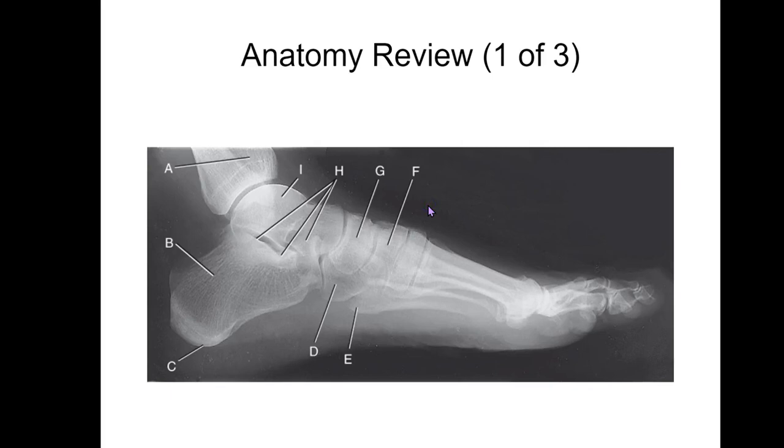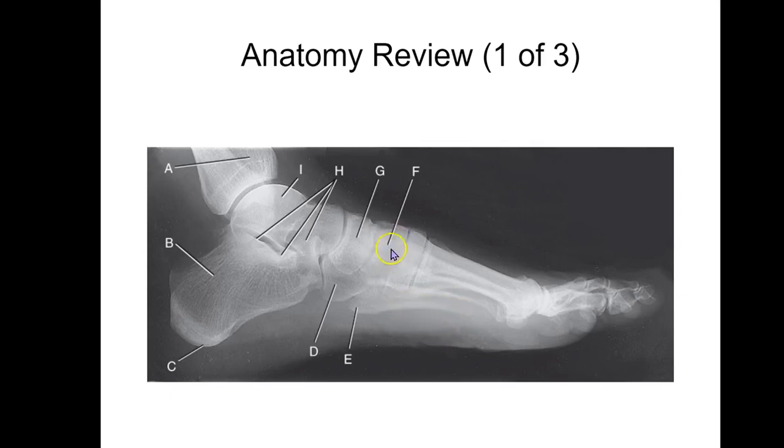Let's review some anatomy now that we've discussed all of the tarsals. A is pointing to the large tibia. B, calcaneus. C is the tuberosity of the calcaneus. D is the cuboid. E is the fifth metatarsal tuberosity. Here's the body of the fifth metatarsal here.